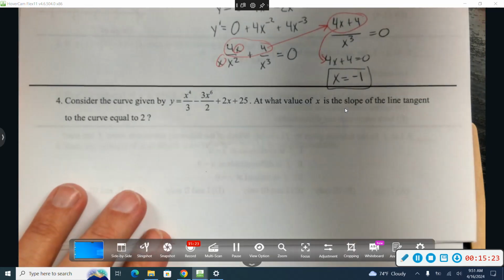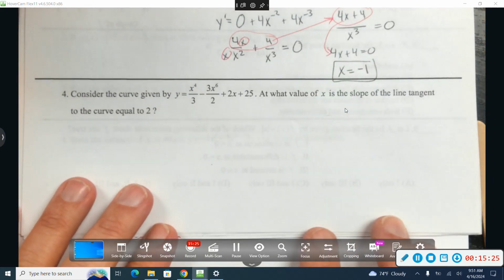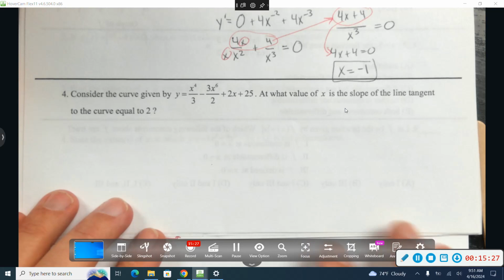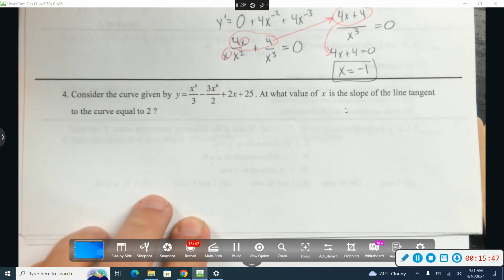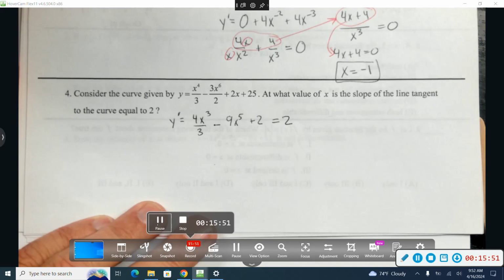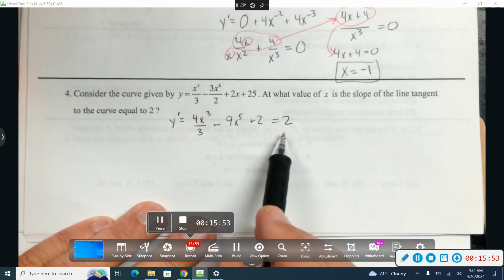Number 4. Consider the curve given by... At what value of x is the slope of the line tangent to the curve equal to 2? So how are we going to do this one? Kind of the same thing, except set it equal to 2. So why don't you try this one? Take a derivative, set it equal to 2. And it's already set up to be at least kind of nice. It's ready for the power rule. So we take a derivative, set it equal to 2.